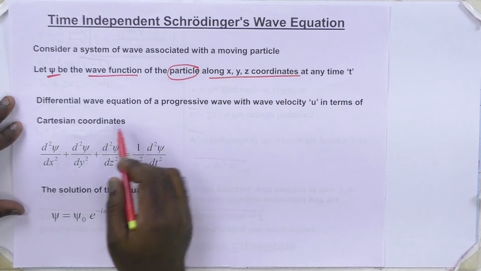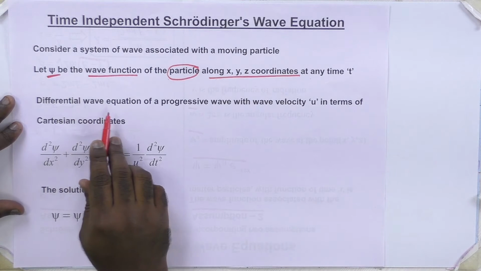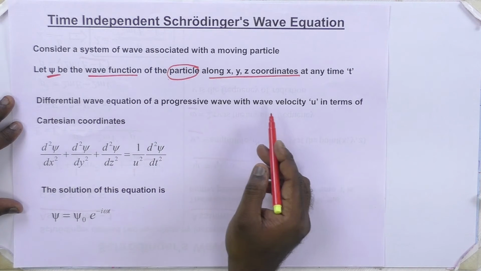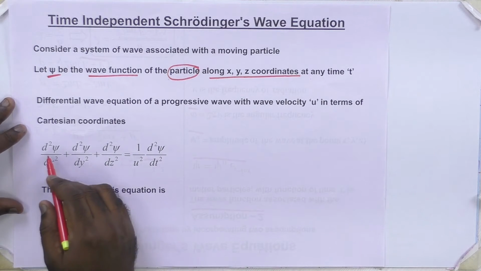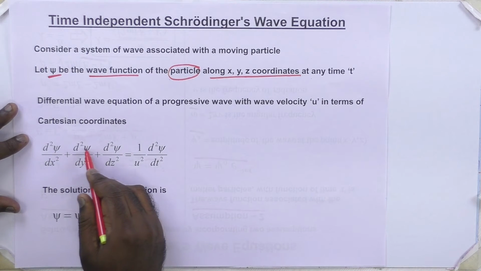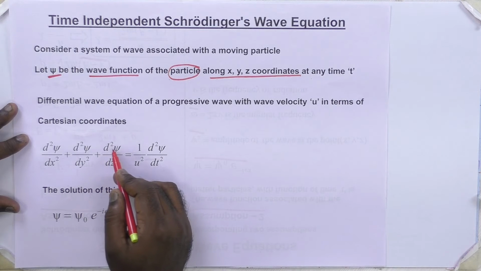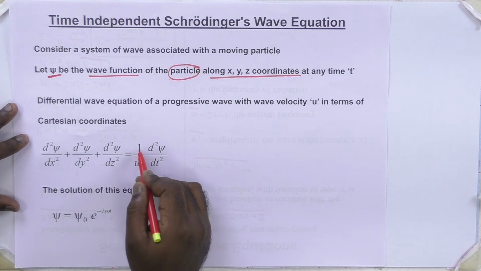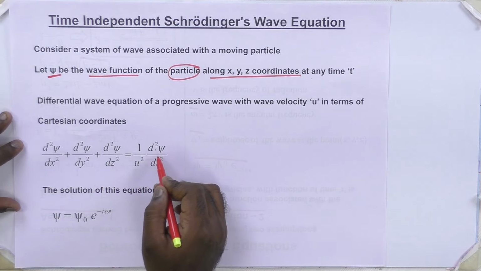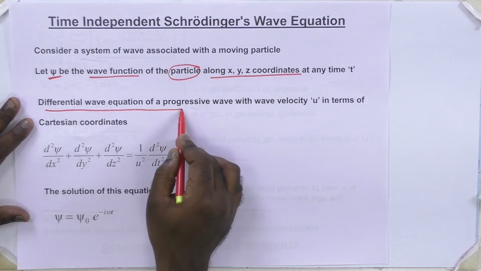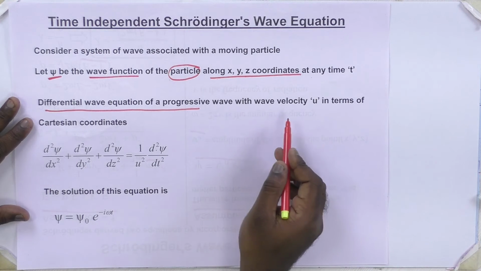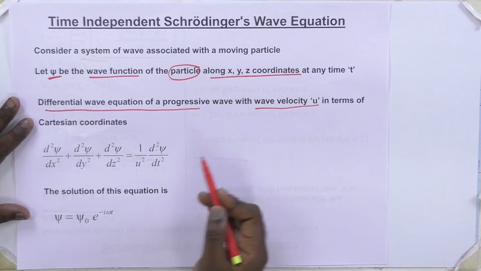The differential wave equation of a progressive wave with wave velocity u in Cartesian coordinates can be written as d squared psi by dx squared plus d squared psi by dy squared plus d squared psi by dz squared equals 1 by u squared d squared psi by dt squared. This is the wave equation that you have already studied in lower classes, with wave velocity. This is an already derived equation.